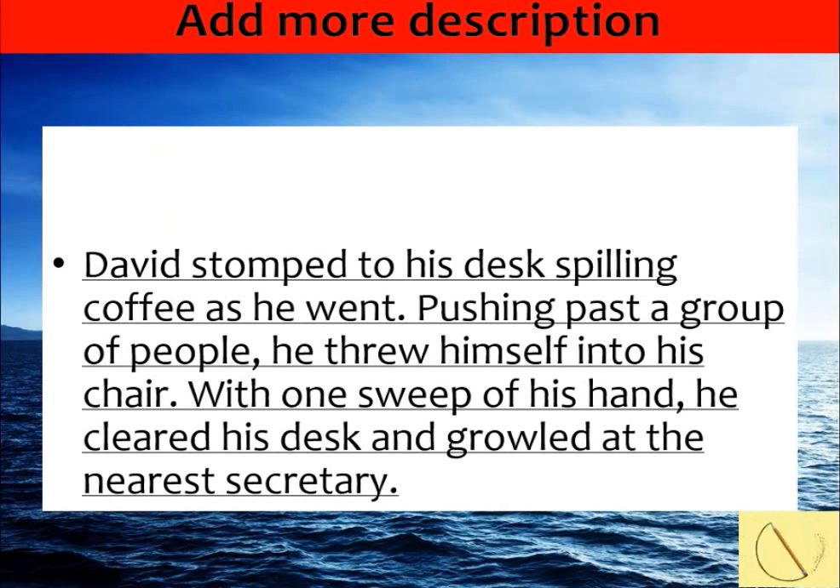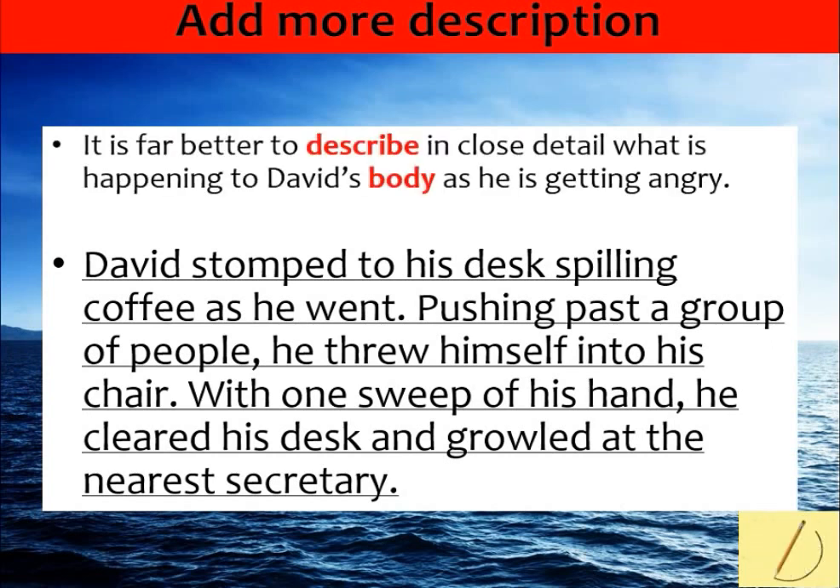So a good way, or an easy way, in your description of showing and not telling is by describing in close detail a body part. So for example, the fact that David sweeps with his hand, so he whacks all the stuff off his desk, gives the reader a clear image.